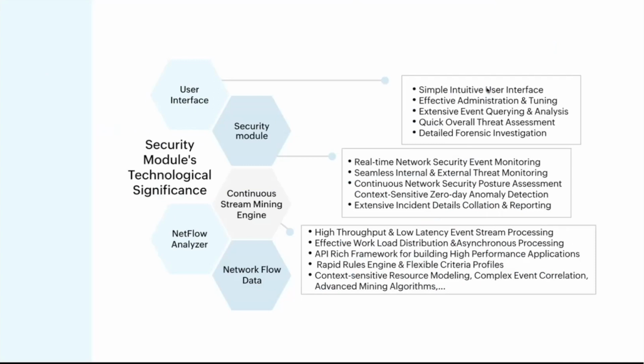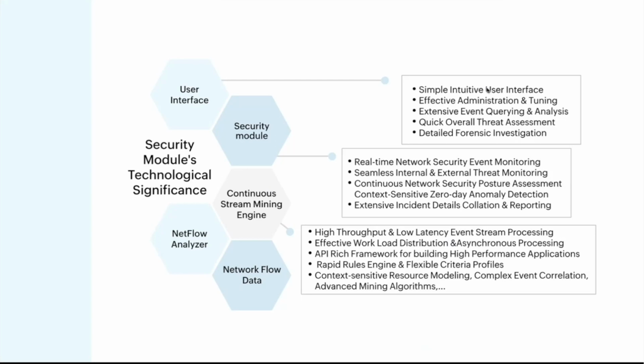NetFlow Analyzer is a powerful network traffic analysis tool that provides in-depth visibility into your network traffic. It goes beyond traditional methods by analyzing flow data and helping you identify anomalies that might indicate suspicious activity. The continuous stream mining engine performs network behavior anomaly detection, showing you the attacks by sensing them before they lead to a huge network issue, so that you can detect internal and external threats, zero day intrusions, and find extensive incident details, correlation, and reporting.